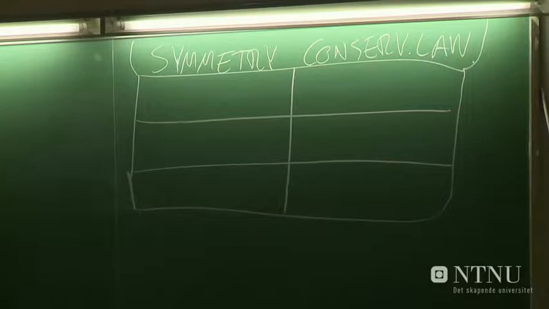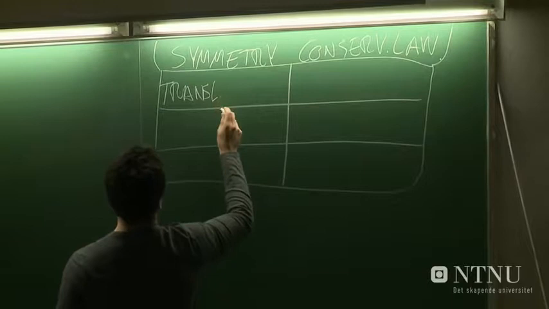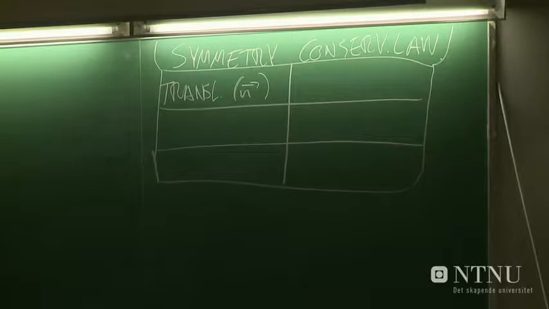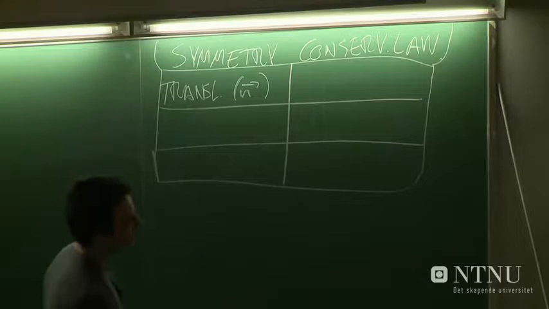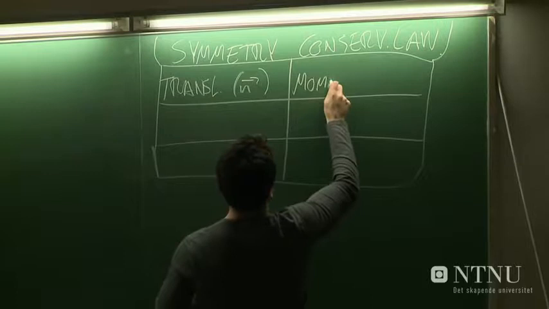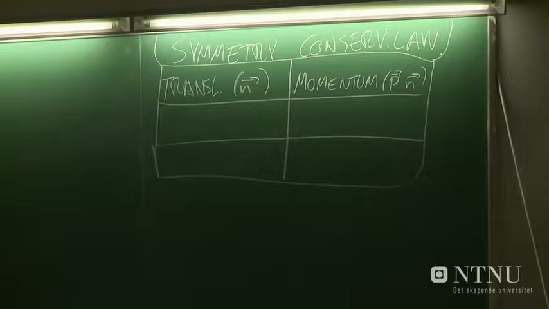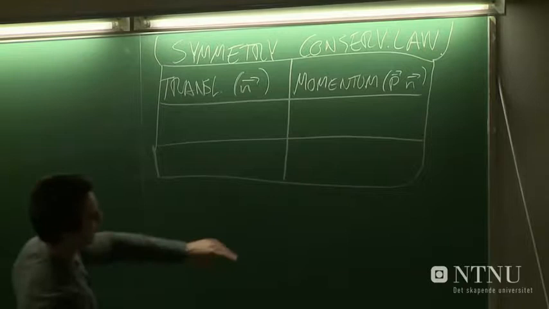So the first symmetry we had a look at was translational symmetry, along some direction which was characterized by a unit vector n. And we saw that the conserved quantity in the system that has such a symmetry is the momentum in the direction of this translational symmetry. So the component of a total momentum P in the direction where we have this translational symmetry will be conserved.